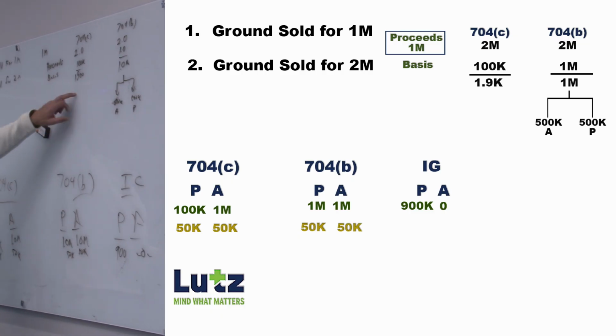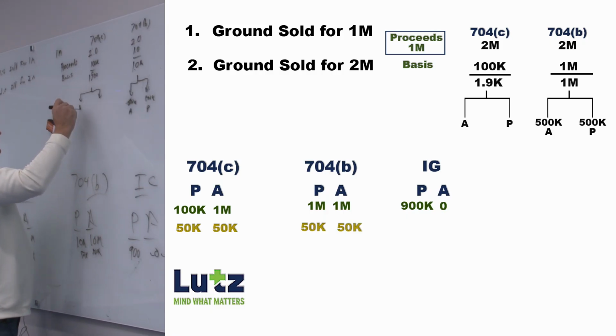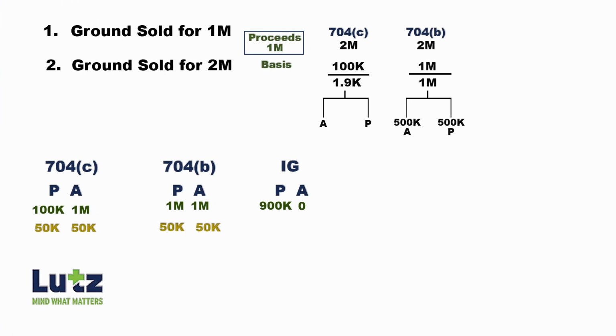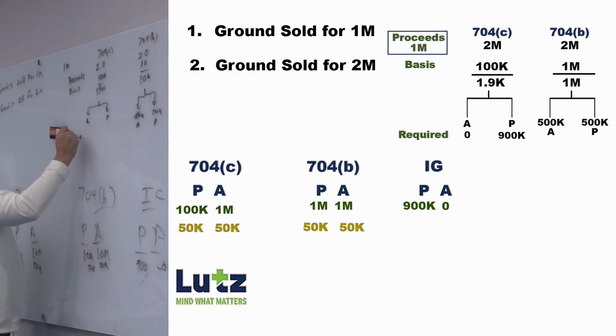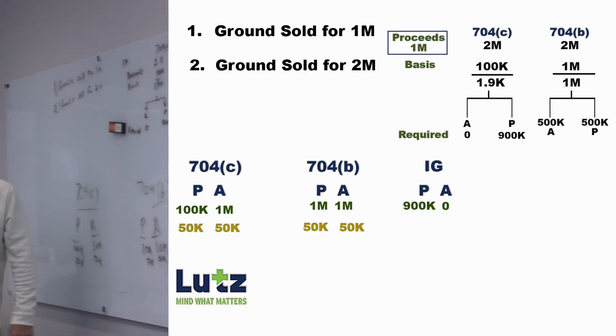Okay? But over here, we have Aaron and Pete. How much required income has to go to Aaron? Is it based off the 704C percentage that they get? How much inherent gain did Aaron bring to the table? 900,000. Aaron is 0 and Pete's 900. How much total gain do we have? 1.9. So you have 1 million left.